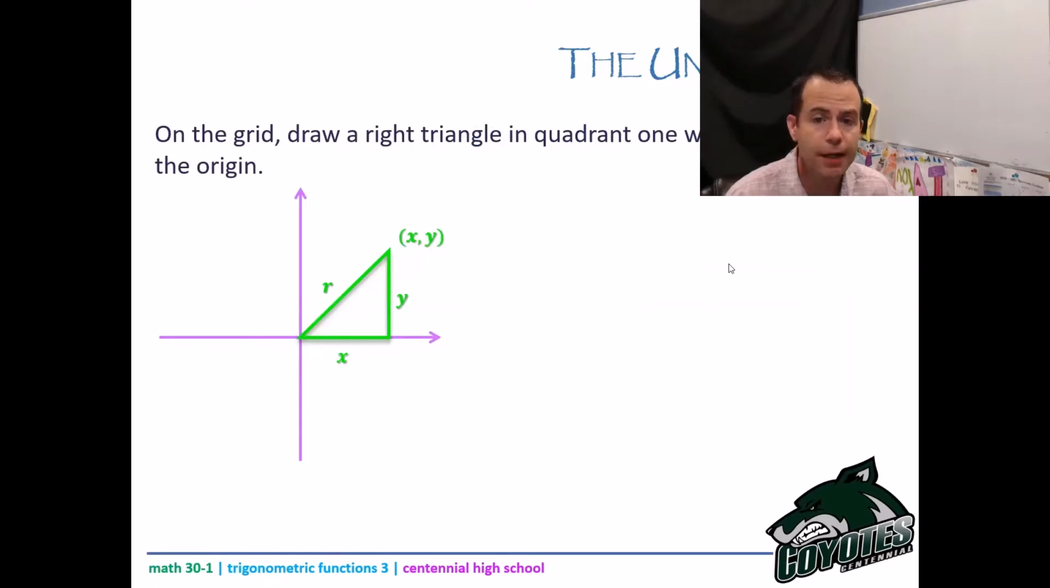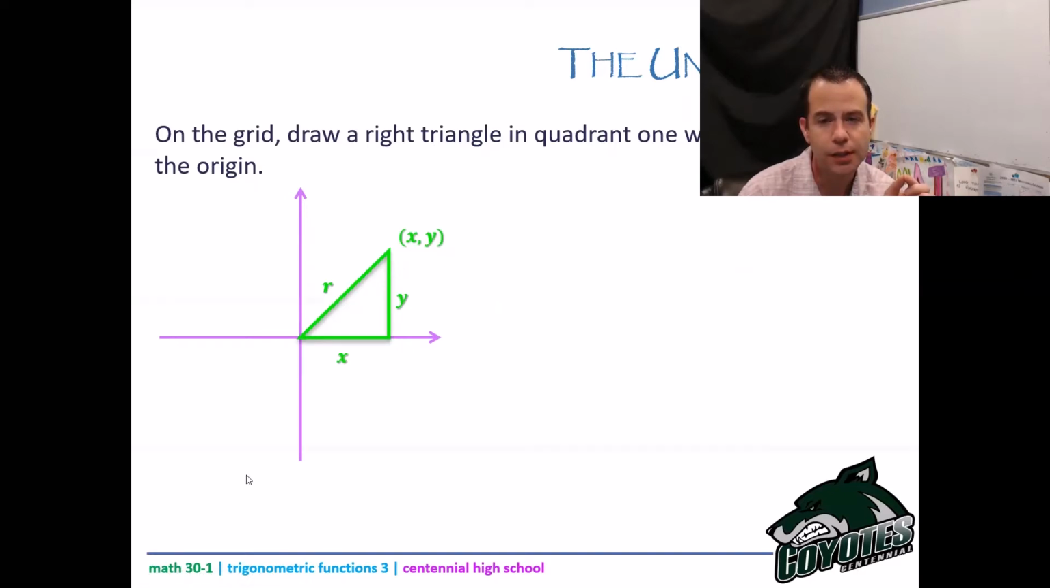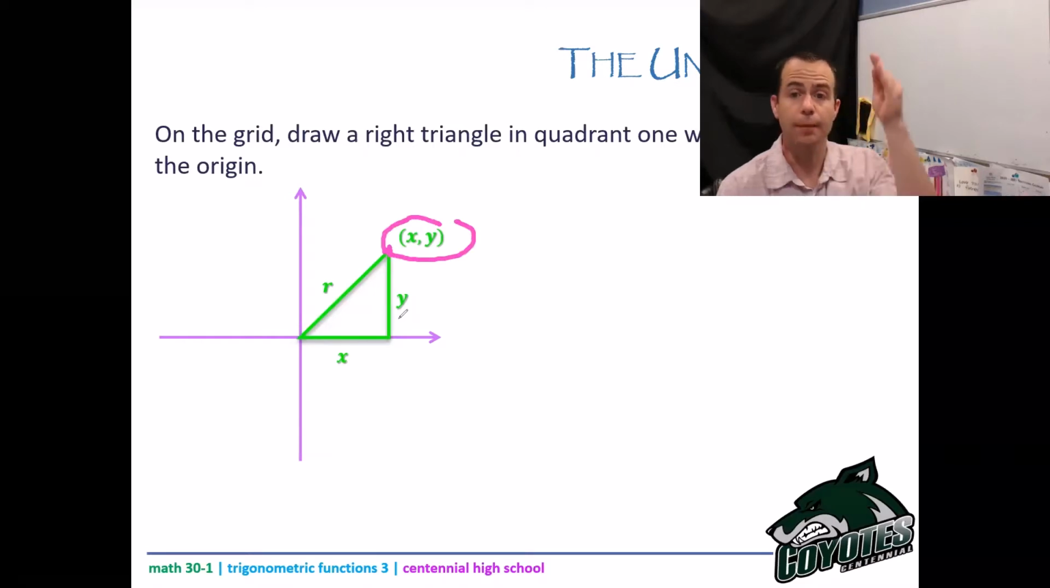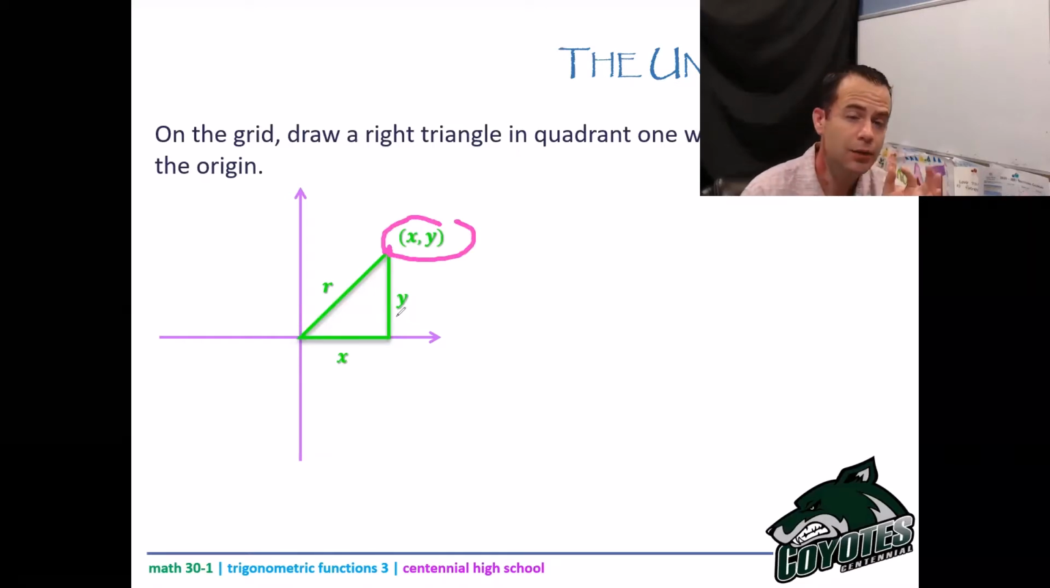So this may sound funny to you, but it's a very important thought. If I'm calling the base of this triangle X, and the height of this triangle Y, then right on the edge, this point right there, the way to get to that point has to be X comma Y, because I had to move over X and up Y. So the coordinate point at the very tip of that triangle is X comma Y.